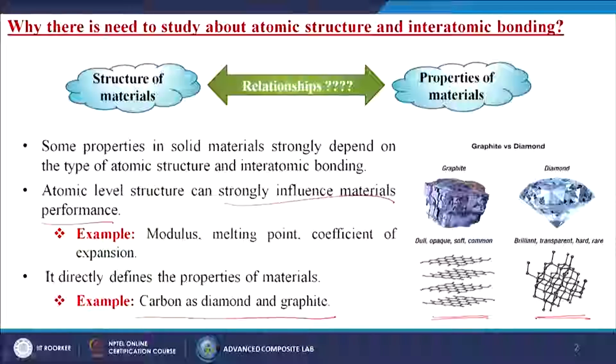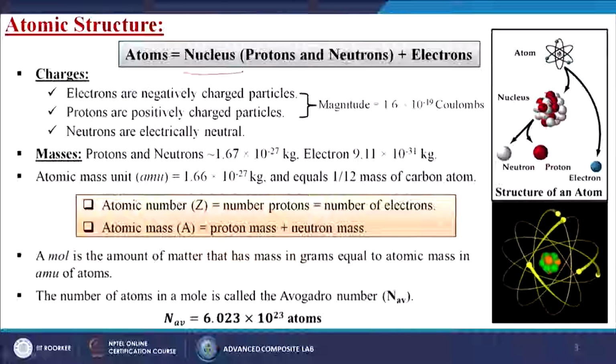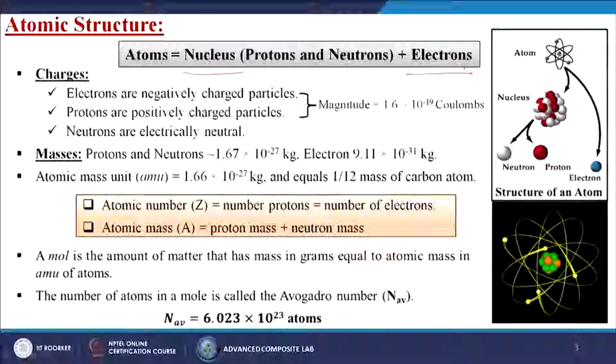The crystal structure of graphite is layer-by-layer stacking, and in diamond it is a close packing of the carbon atoms. First, let us know what the atomic structure is. Generally, an atom consists of a nucleus, which is constituted by two things, the protons and the neutrons, and another part called the electrons. So, an atom is divided into two groups: the nucleus and the electrons.